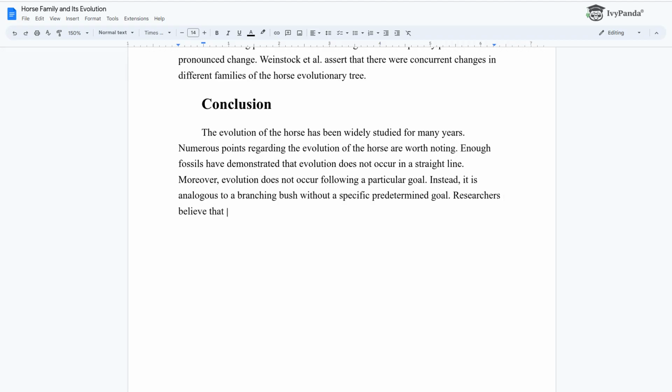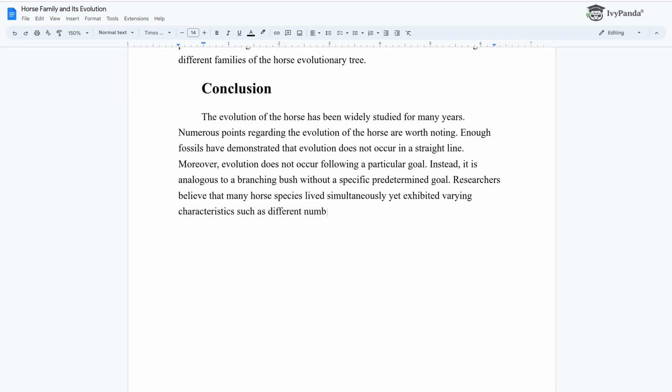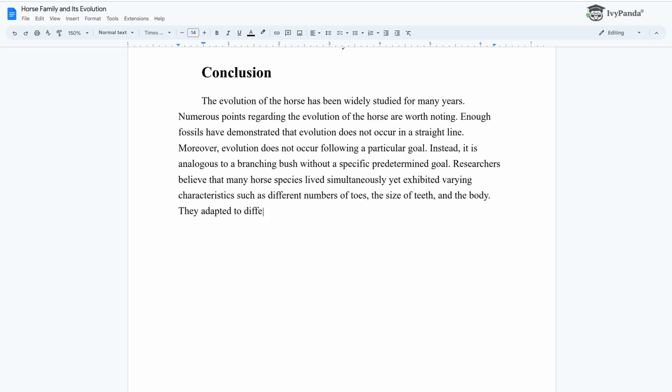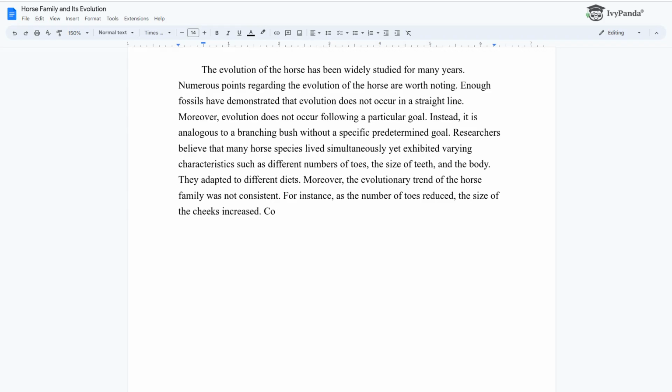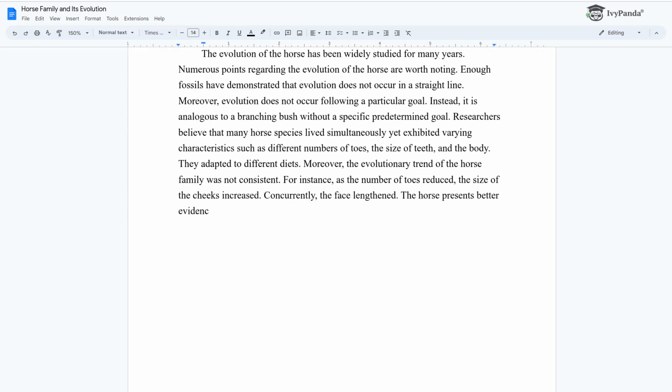Researchers believe that many horse species lived simultaneously yet exhibited varying characteristics such as different numbers of toes, the size of teeth, and the body. They adapted to different diets. Moreover, the evolutionary trend of the horse family was not consistent. For instance, as the number of toes reduced, the size of the cheeks increased. Concurrently, the face lengthened. The horse presents better evidence of evolution than other animals and even humans.